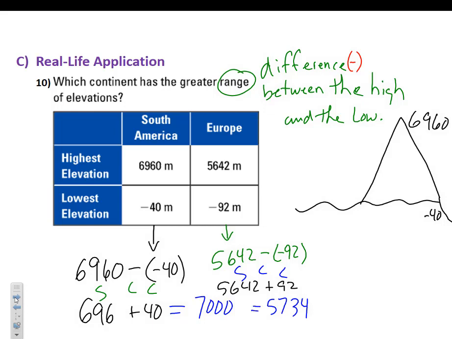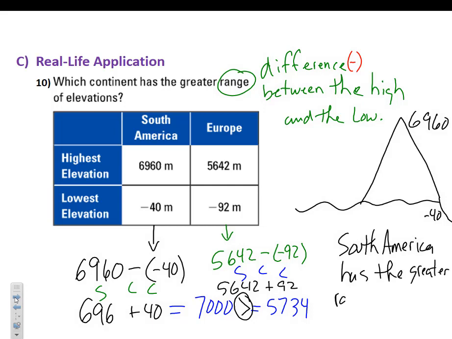So obviously, 7,000 is greater than 5,734, which means the range in elevations of South America is greater than the range of elevations for Europe. So South America has the greater range of elevation.